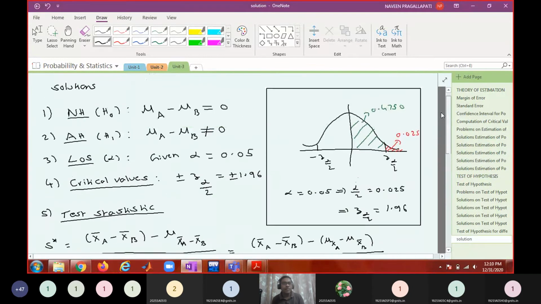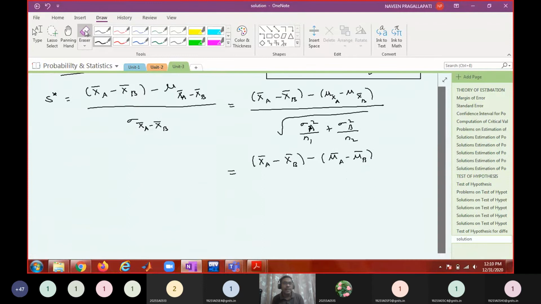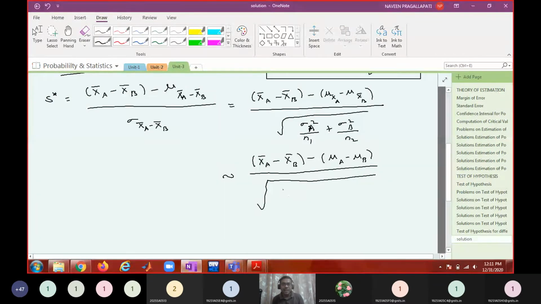Mu A minus mu B, see, there is no bar, mu A minus mu B divided by... Okay, now actually I should not write equal to, because I'm replacing the population standard deviation with the sample standard deviation. I should write approximately equal to root of SA square by N1 plus SB square by N2.